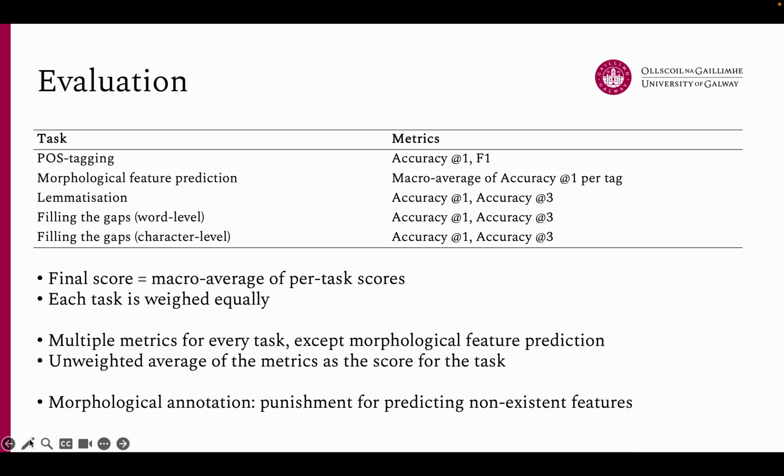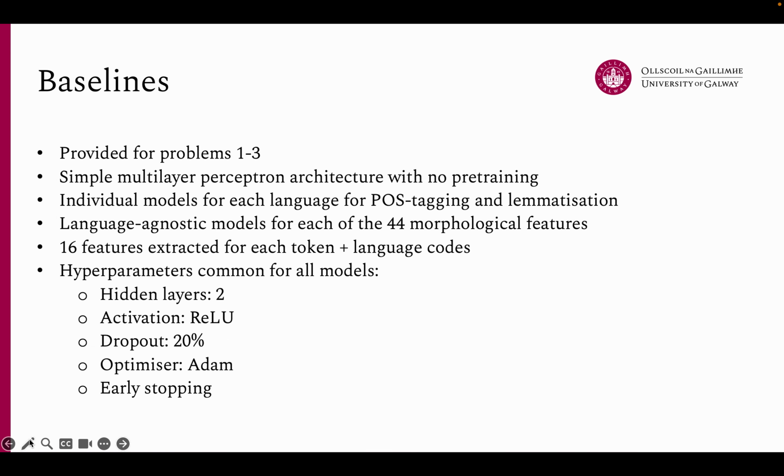As is common in evaluation benchmarks, we use multiple metrics for every problem except for morphological annotation. This helps to smooth out shortcomings that individual metrics may have and to make the evaluation scenario more forgiving for complicated problems. Thus, we used accuracy at 1 and F-measure for part of speech tagging, and a combination of accuracy at 1 and accuracy at 3 for lemmatisation, filling the gaps at word level and filling the gaps at character level. In the case of morphological annotation, we calculate a macro average of accuracy at 1 per tag and also introduce punishment for predicting incorrect features.